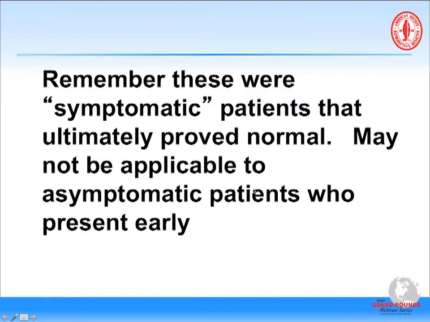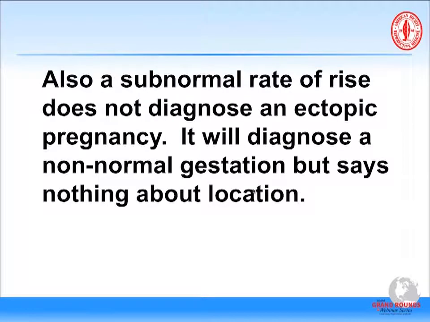But remember, his were symptomatic patients that ultimately proved to be normal. This may or may not be applicable to our asymptomatic patients who often present quite early. And in the private world, you know, nobody does one home test. My patients do 4 home tests and usually call in there about an hour late for their menses, although I travel enough so that I can often put them off for at least a week. In addition, a subnormal rate of rise does not diagnose an ectopic pregnancy. It can diagnose a non-normal gestation, but that says absolutely nothing about location.